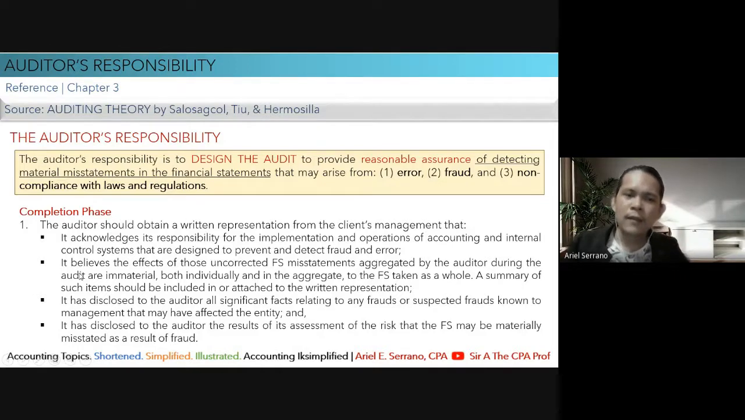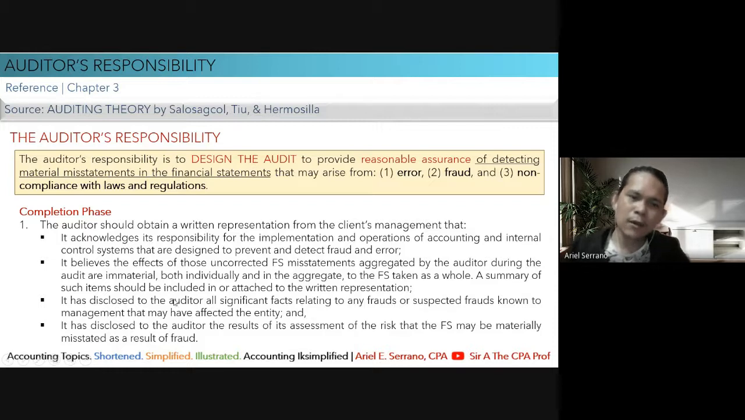Pangalawa, na yung management, they believe that the effects of those uncorrected FS misstatements na inaggregate ng auditor during the audit ay magiging immaterial. Okay? Both individually and in aggregate. Individually, every instances, every occurrence. In the aggregate, pag pinagsama-sama ba natin itong mga observations natin, itong ating mga identified na misstatements arising from fraud, immaterial pa rin ba yan pag pinagsama-sama? To the financial statements taken as a whole. A summary of such items should be included in or attached to the written representation.